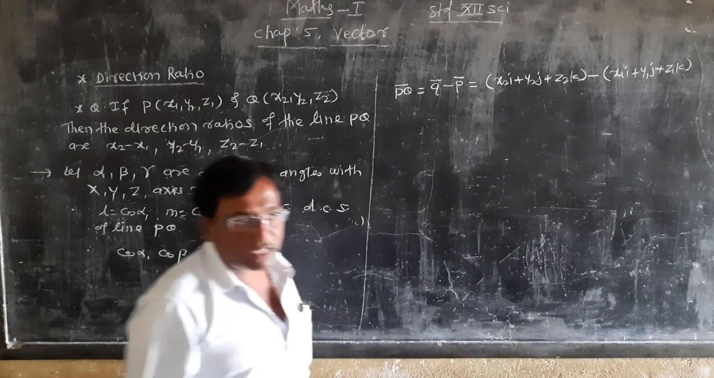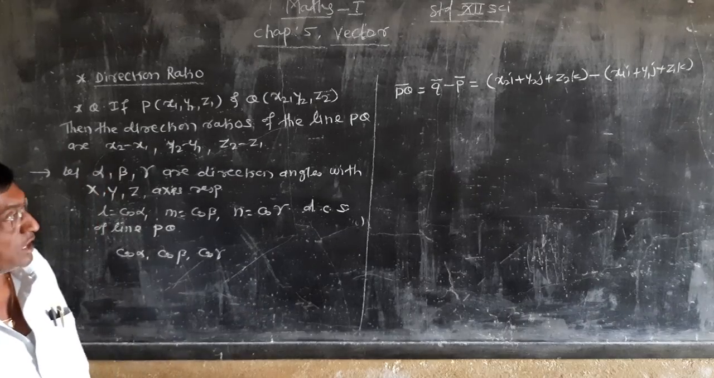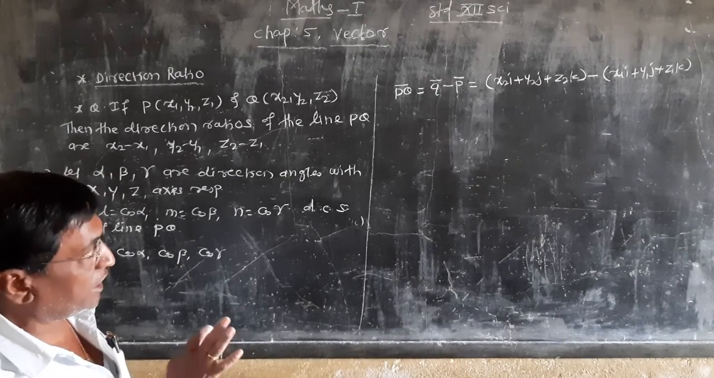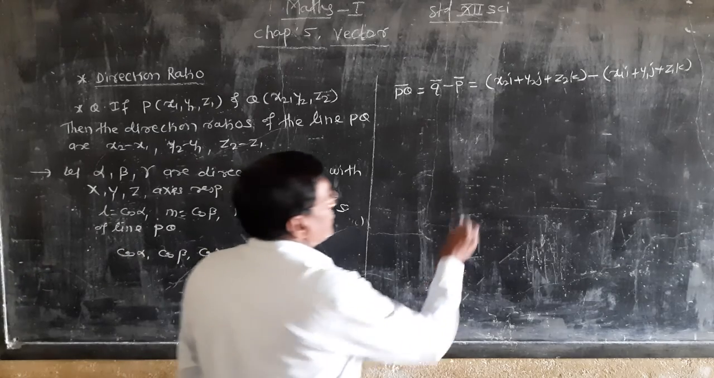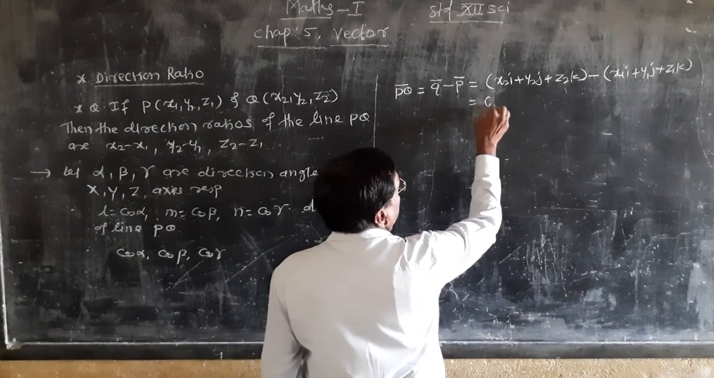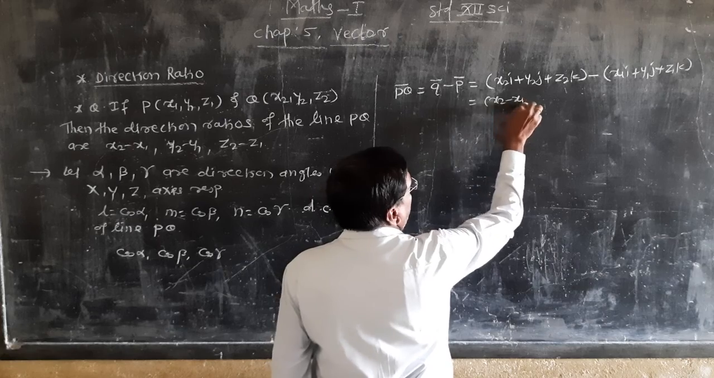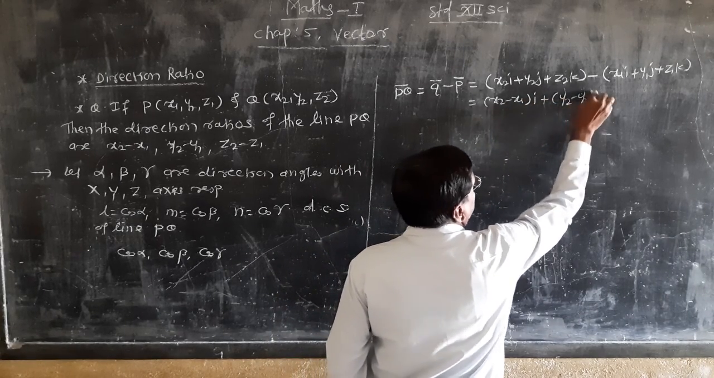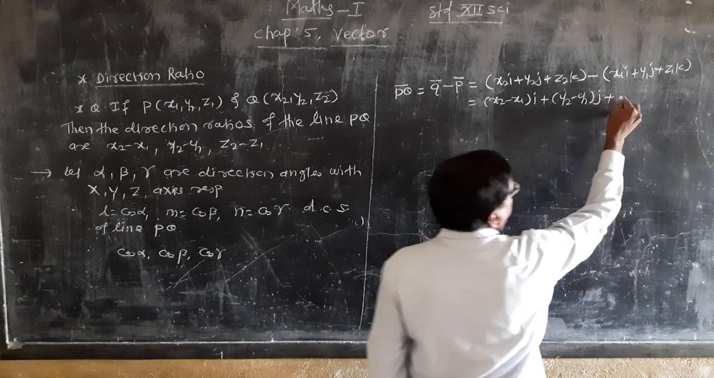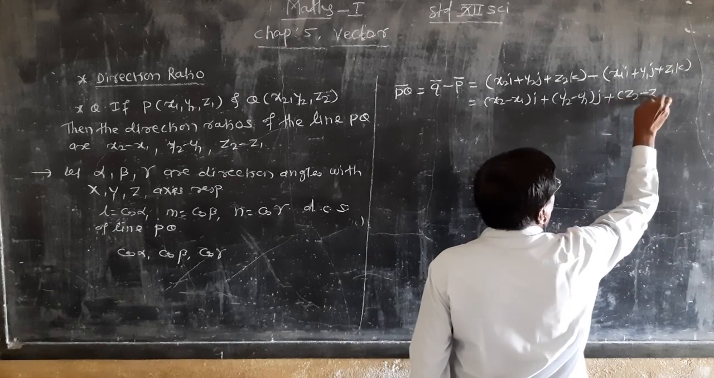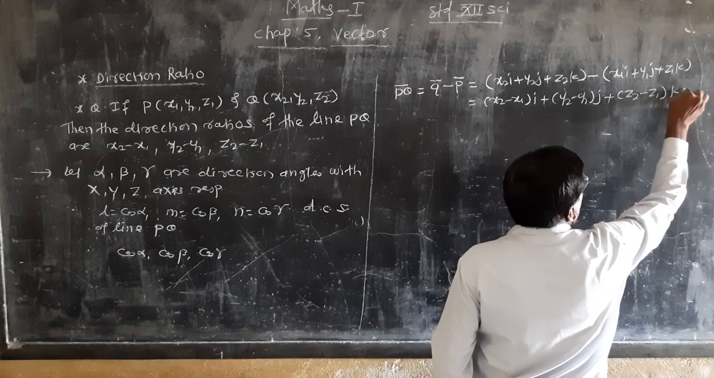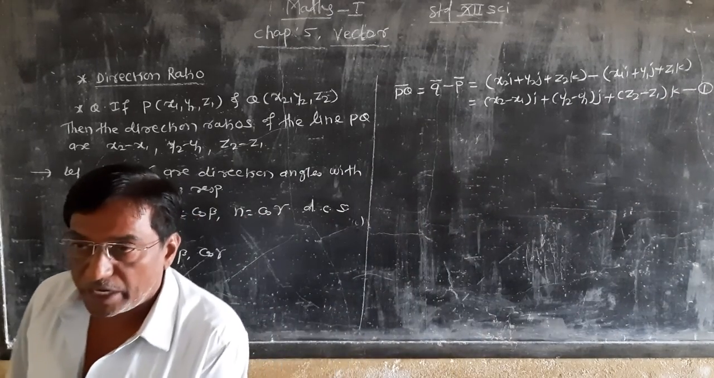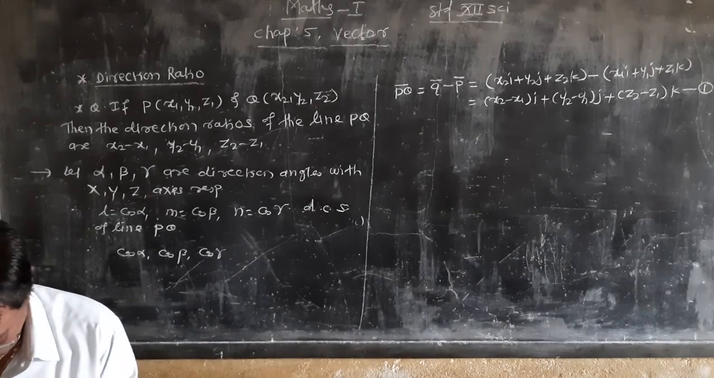Note that here i, j, k are the unit vectors. They may be represented by i cap, j cap and k cap, but I will write it simply as i, j, k. Okay. So simplifying, this is equal to (x2 minus x1) i plus (y2 minus y1) j plus (z2 minus z1) k. I will consider this as equation number 1. So this is the value of the vector PQ.